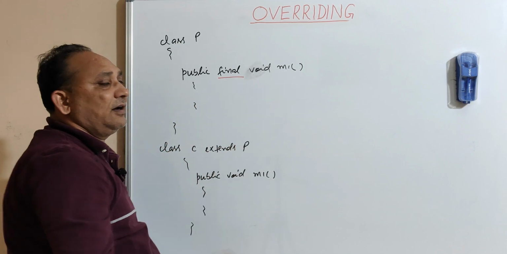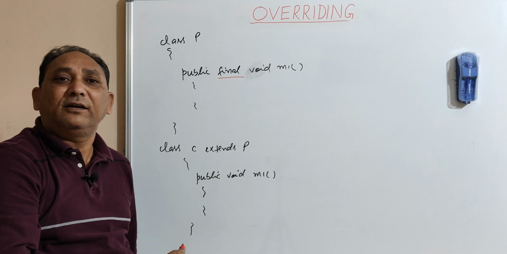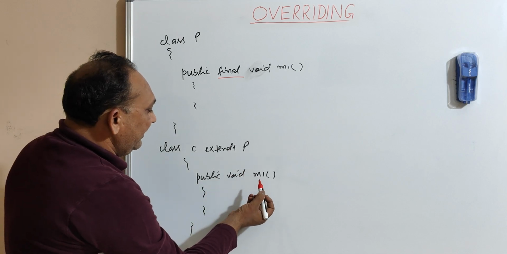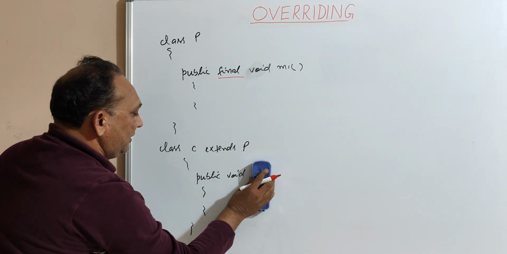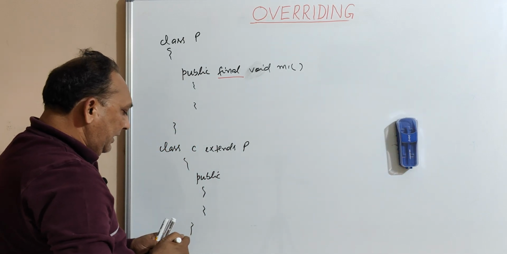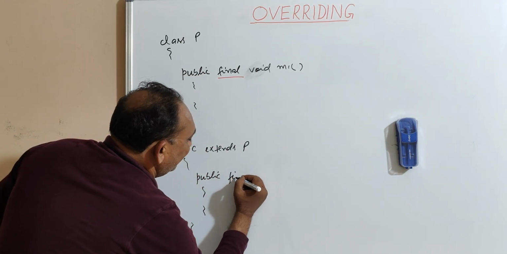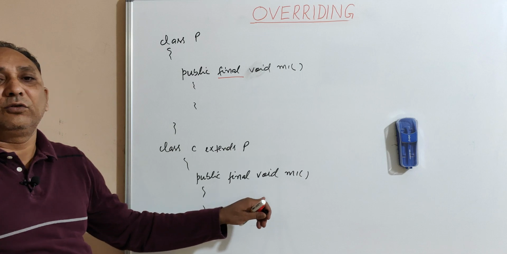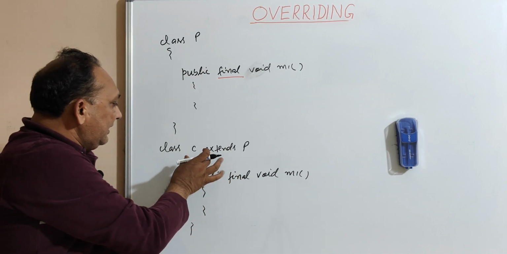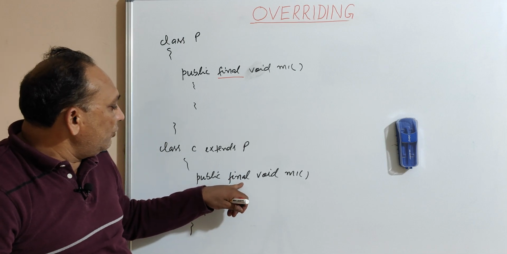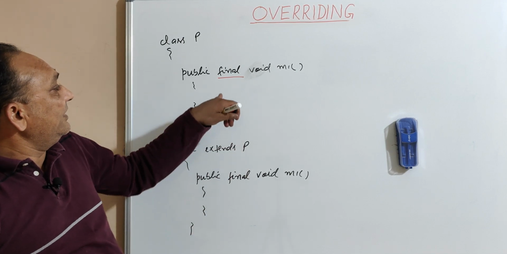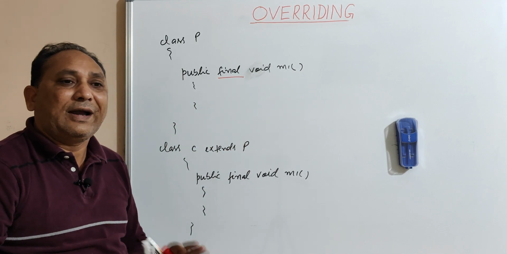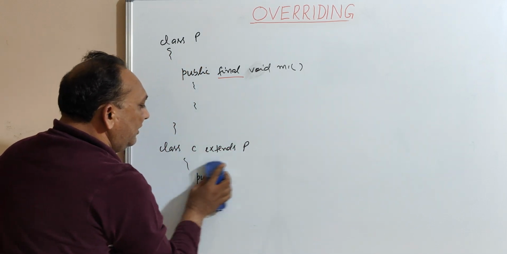If any method is marked as final, you cannot override it, right? Whether it is non-final or final. I mean to say, if someone tried to write it like that, public, and here itself final void m1, this is also not possible. It doesn't matter in a child class whether you make it final or non-final. Since this is final in the parent, you cannot override. So a final method you cannot override, right? This is one of the rules.